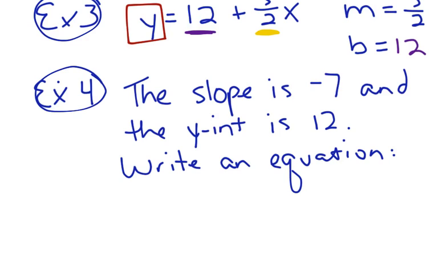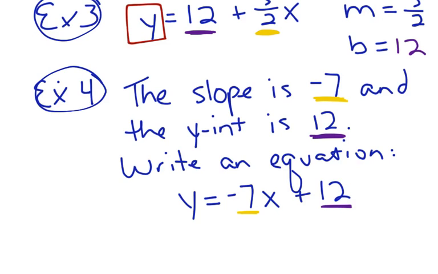Alright, now, it tells me that my slope is -7. It tells me that my y-intercept is 12. So, y equals -7x, because the slope always goes with the variable, plus 12. Does that make sense?